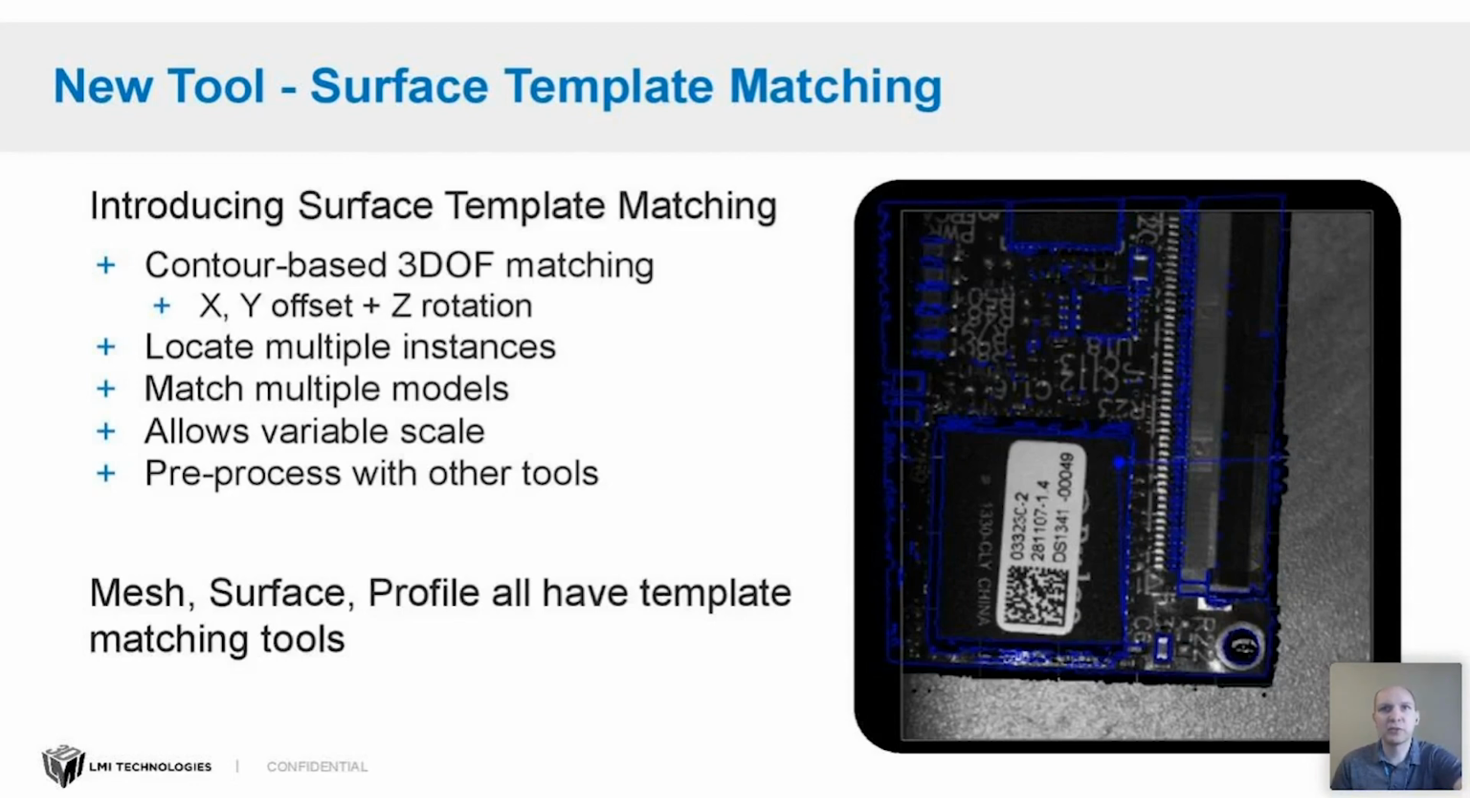And just because it is a tool, you can perform pre-processing, for example, using all the different filters in the surface filter tool. You can perform any of that or any other tool that manipulates your surface before bringing it into surface template matching. All of that can be done just because surface template matching is a tool rather than built-in functionality. So with this tool now, we have mesh, surface, and profile all covered with template matching tools. All of these data types now in the Gocator framework with 6.1 will be covered with template matching.